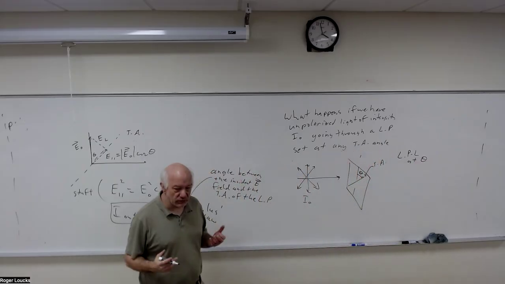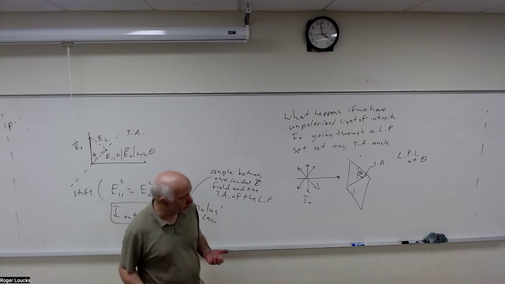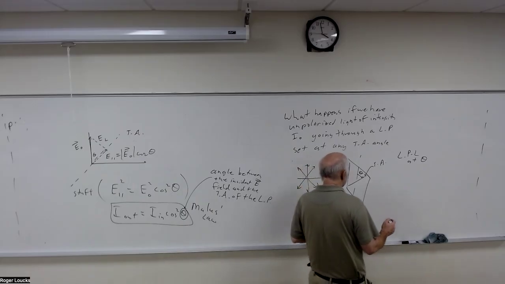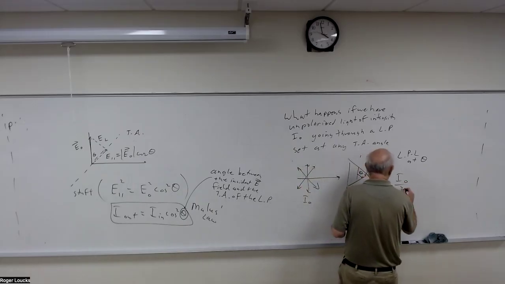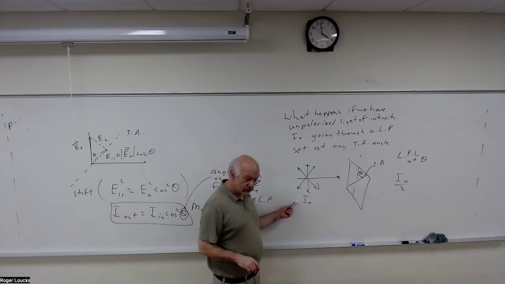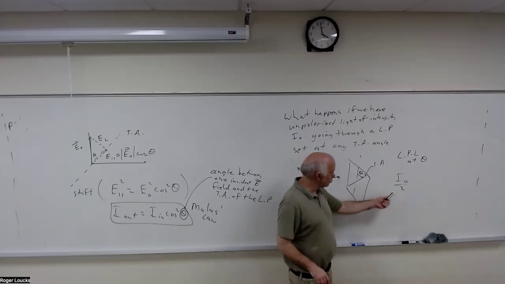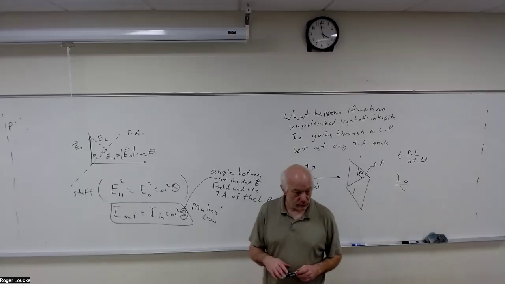Now the question is, what's the intensity? I'm going to give you what it is, and I'm going to give you a plausibility argument for it. The intensity is going to be I naught over 2. So whenever you send in unpolarized light with some intensity, the first polarizer will always cut your intensity down by half. That's what it does.